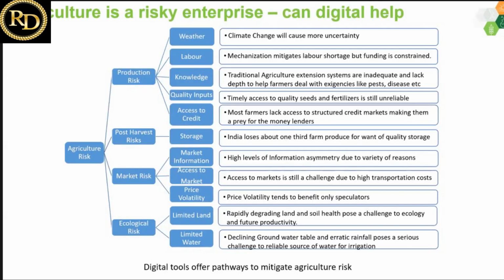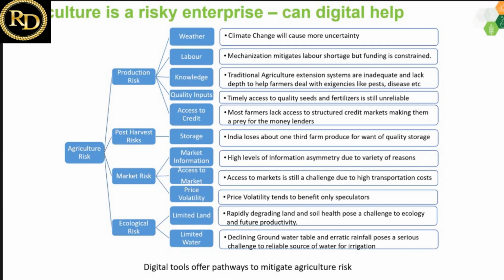So I'll use this slide to give a holistic picture of our agriculture. Agriculture is a risky enterprise. See, an industrialist knows how to make and sell, say, vehicles. He knows what the market is and how to sell it, and he will fix the price. They are not at risk, but agriculture is a risky enterprise. How will digitalization help in this?